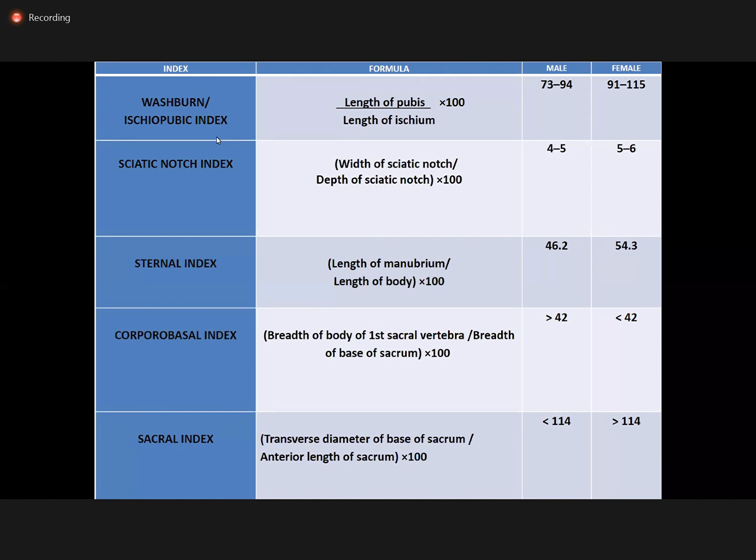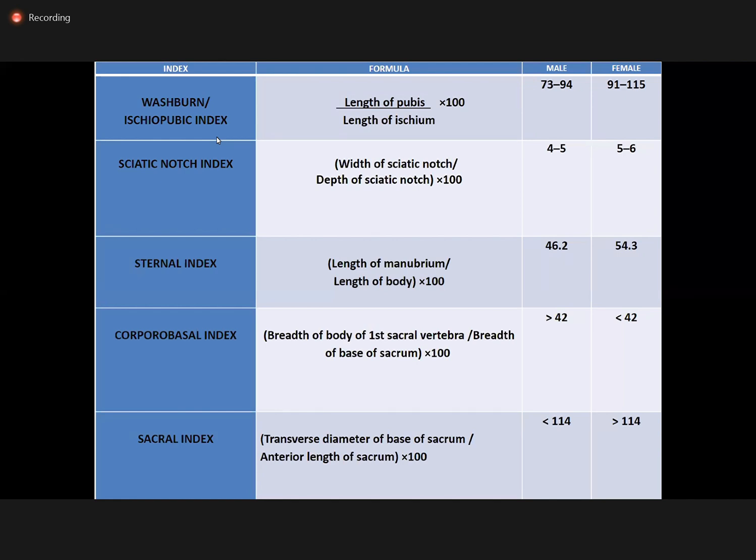Then the sciatic notch index. This is all very important, and it is easily calculated even in dead infants, and it gives a very accurate estimation. It is also one of the most important indices where we calculate the index to determine sex. So pubic and sciatic notch indices are two important indices. The notch index is the width of the notch divided by the depth of the notch into 100, which comes to be 4 to 5 in males and 5 to 6 in females. The sternal index is also one of the criteria, not the most important, one of the criteria. It is calculated by the length of the manubrium divided by the length of the body of the sternum into 100. 56 point something in males, 54 point something in females.